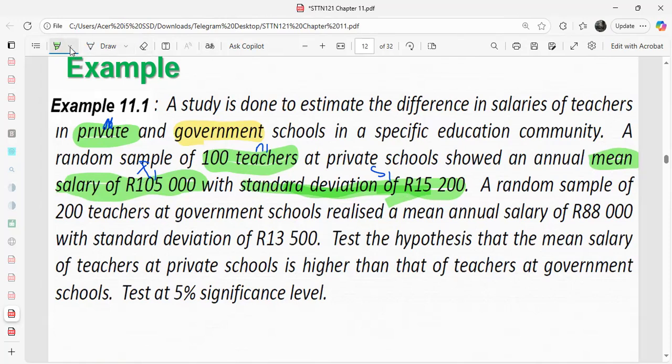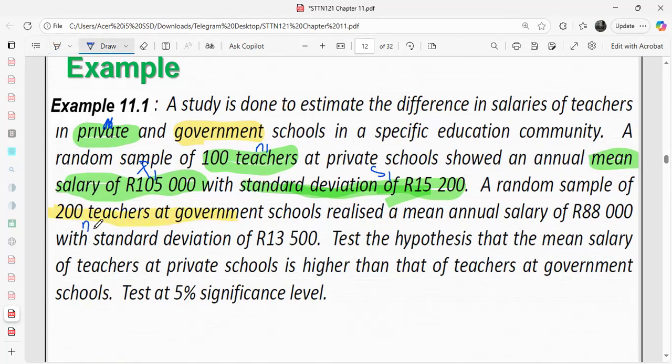Now we're going to move to the one for the government. I'm going to use this one. You can see they correspond, even the colors. A random sample of 200 teachers at a government school. So this will be N2. This is how you see that this is N1, this is N2. At government school realized a mean annual salary of 88,000. So the mean, using this highlighted, will be x bar 2.